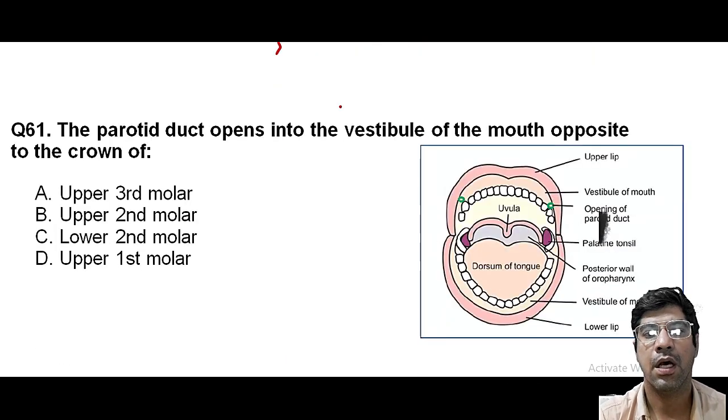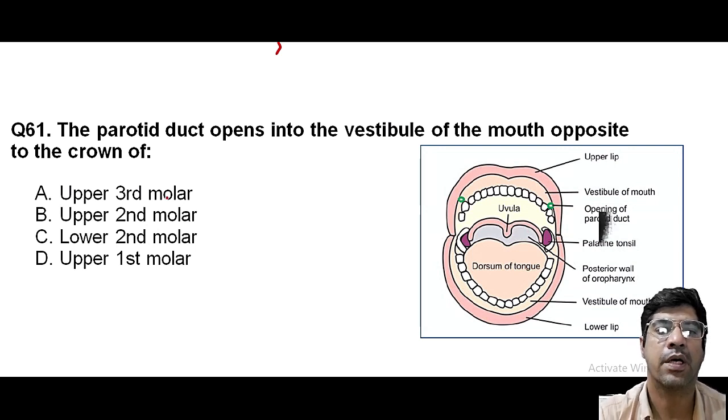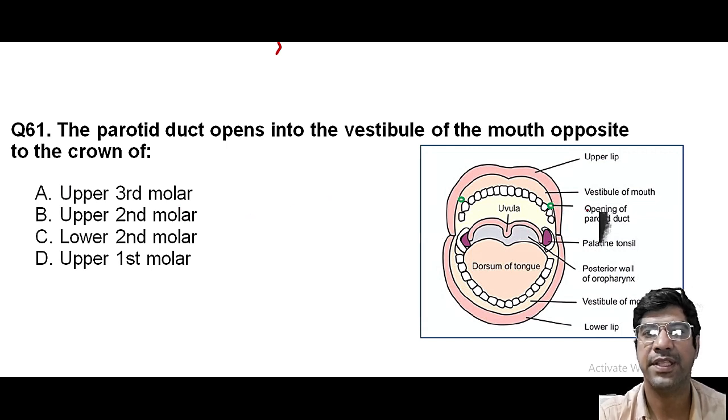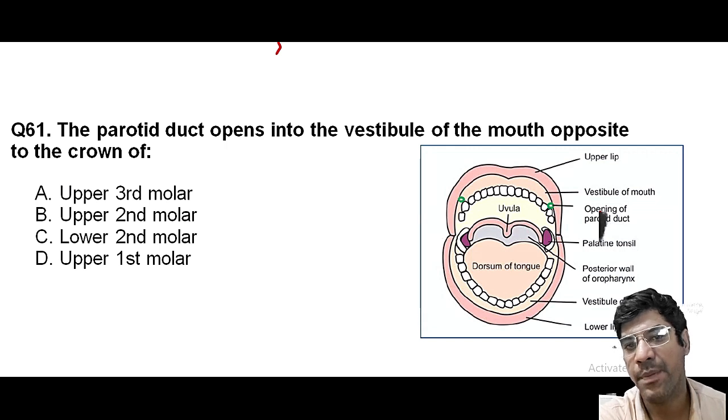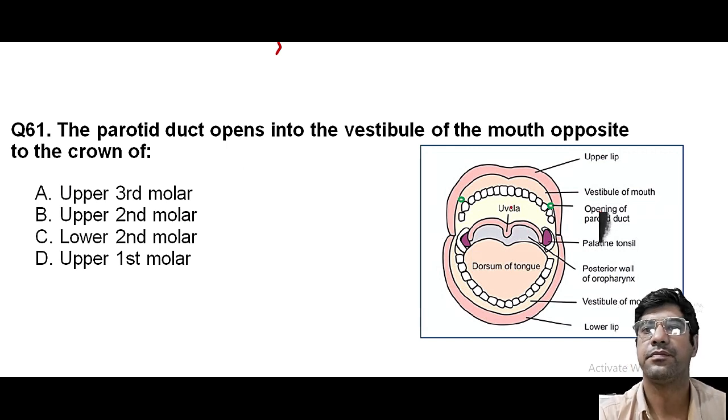Next question, the parotid duct opens into the vestibule of the mouth opposite to the crown of... This question we have already discussed in the previous MCQ. The answer is opposite the upper second molar tooth. The parotid duct, also known as Stensen duct, opens into the vestibule of the mouth opposite which molar? The crown of the upper second molar. Remember, opposite the crown of the upper second molar. So that is your answer.